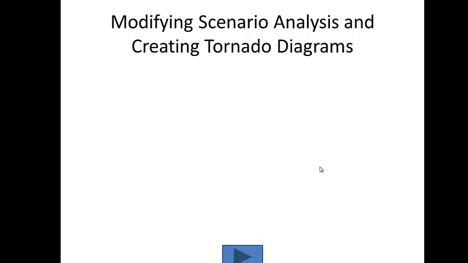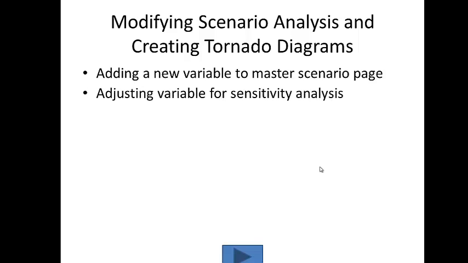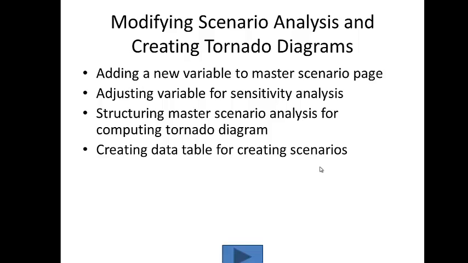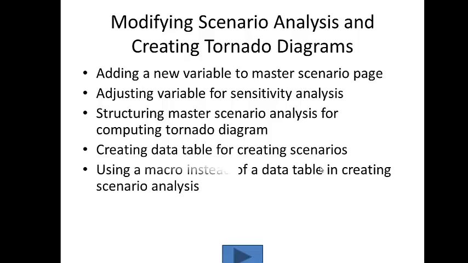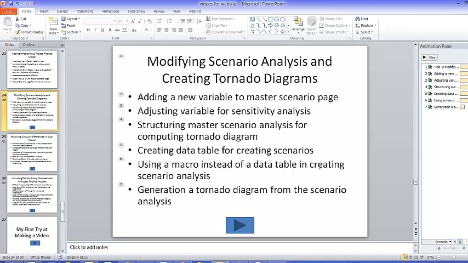I'm going to modify a scenario analysis and create a tornado diagram. We're going to show you how to add a new variable to the master scenario page and then adjust the variable for sensitivity and then structure the master scenario analysis for making a tornado diagram. We're going to create a data table for listing the results of the different scenarios. And because the data table has some real problems, we're going to use a macro instead of the data table as a second alternative. Finally, we're going to generate a tornado diagram from the scenario analysis.